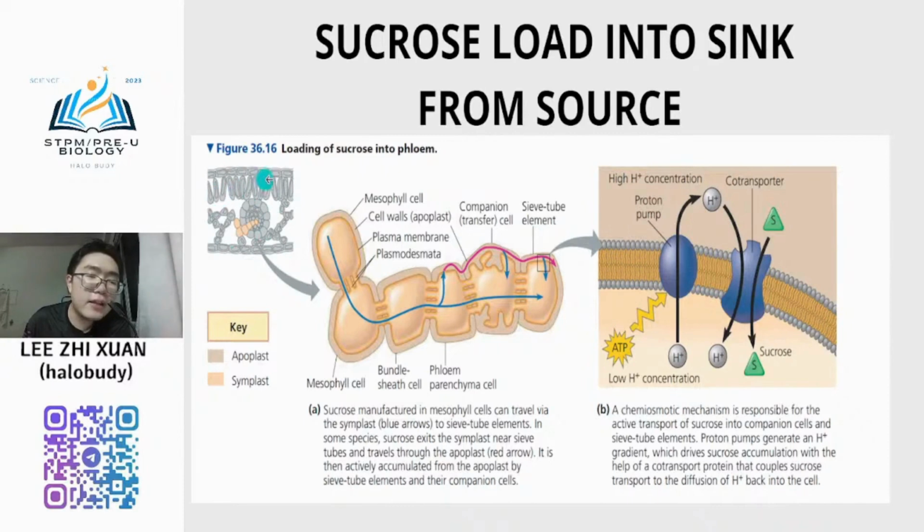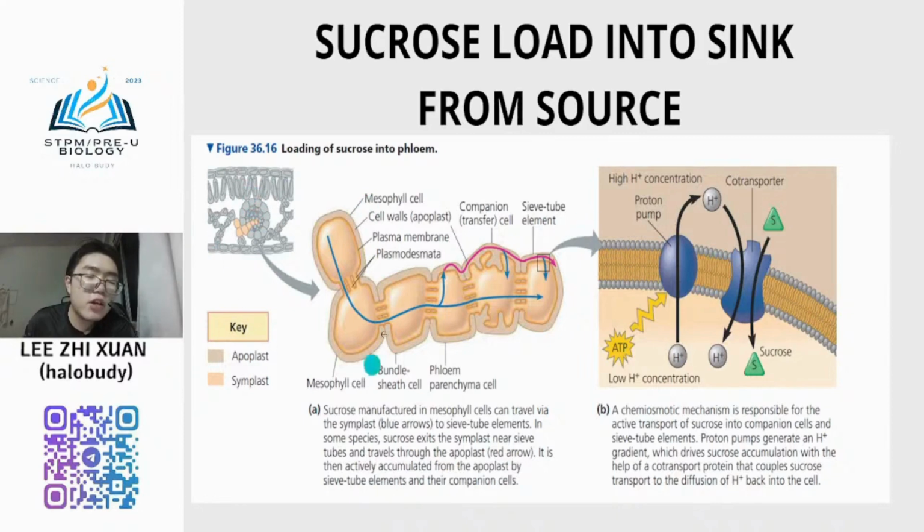Because we know that in the leaf tissue we have palisade mesophyll and spongy mesophyll, right? And both of them contain chloroplast, especially palisade mesophyll. When they contain chloroplast, they will undergo photosynthesis to produce the organic nutrient, right? So all the organic nutrient later will be transported into the phloem tissue, into the phloem sieve tube.